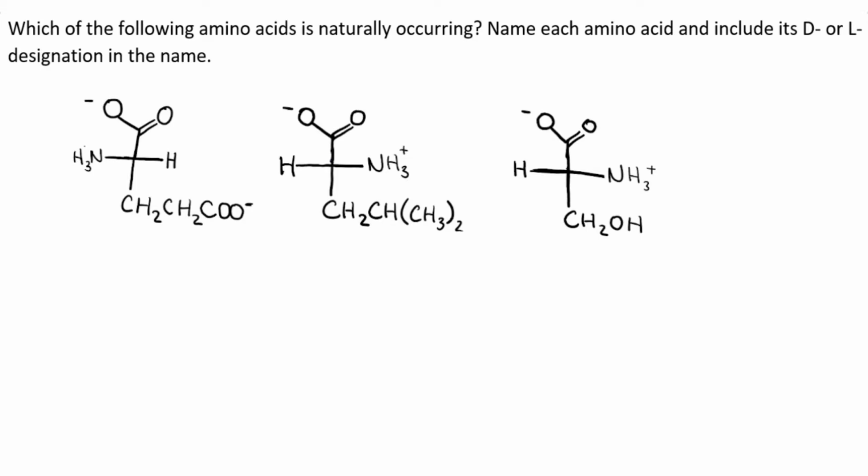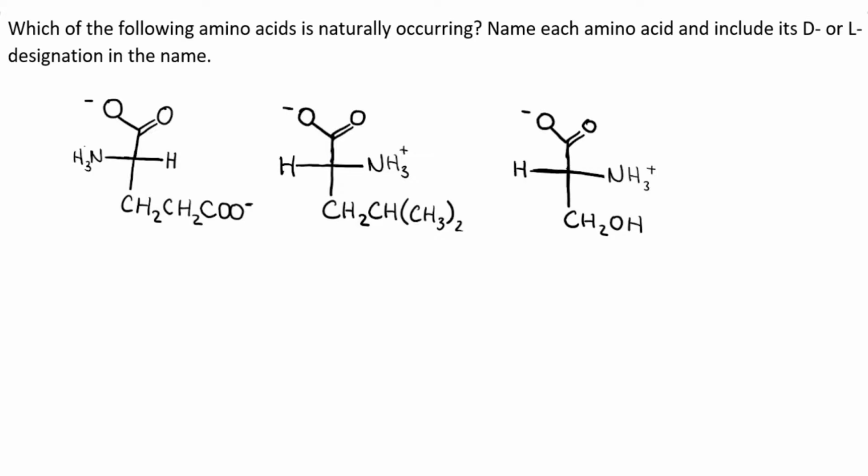Today we're going to look at this question here. Which of the following amino acids is naturally occurring? Name each amino acid and include its D or L designation in the name. Alright, so let's tackle the first part of this question.